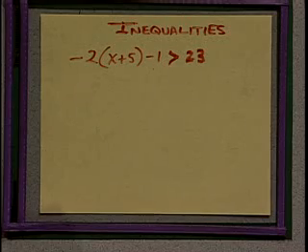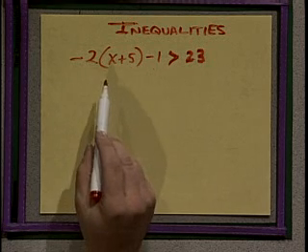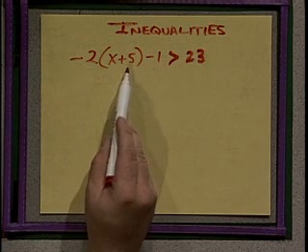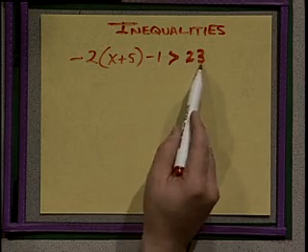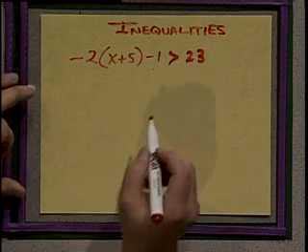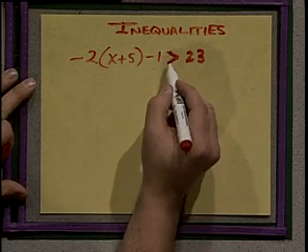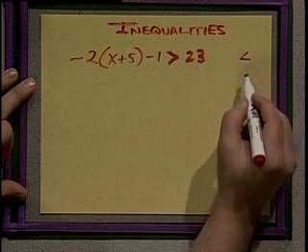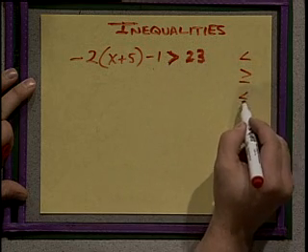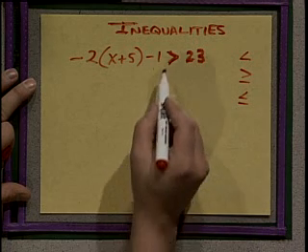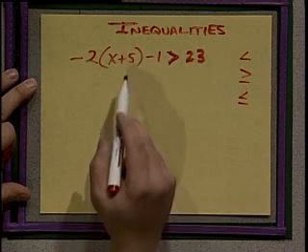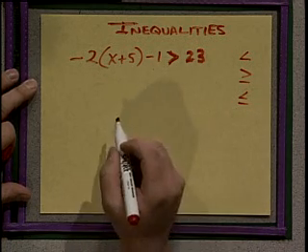Looking at the problem, we have -2 times the quantity x plus 5 minus 1 is greater than 23. When solving an inequality, it means that we have a symbol that is either greater than, less than, greater than or equal to, or less than or equal to. In this case, we have a greater than symbol. We're going to solve this just like a regular equation.